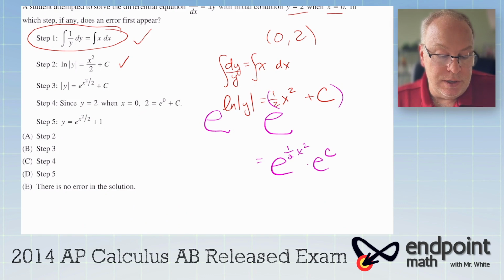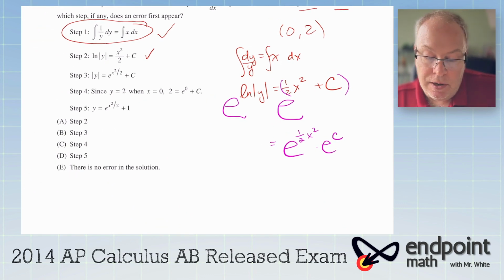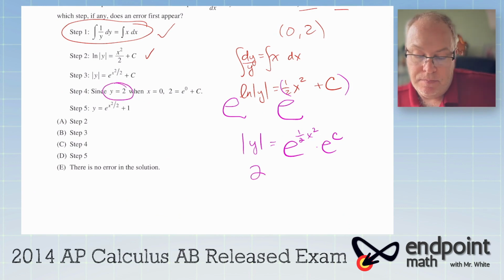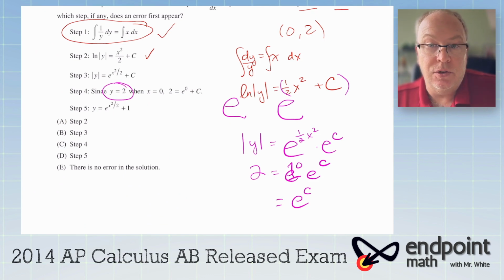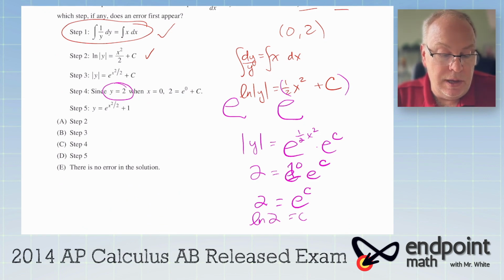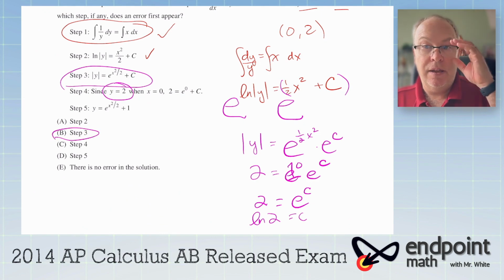So right there was the mistake, because if you plug y equals 2 in there, and x equals 0, you get e to the 0 times e to the c. Now e to the 0 is just 1, so e to the c is 2, so that means c equals the natural log of 2, not what they have there. So it really went wrong on step 3, and B is the correct answer.